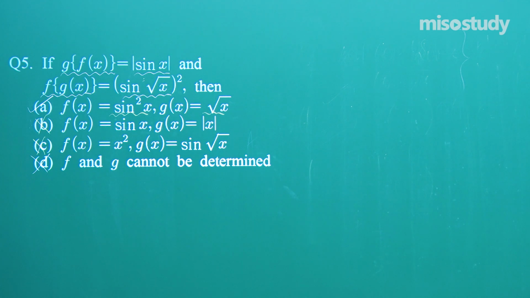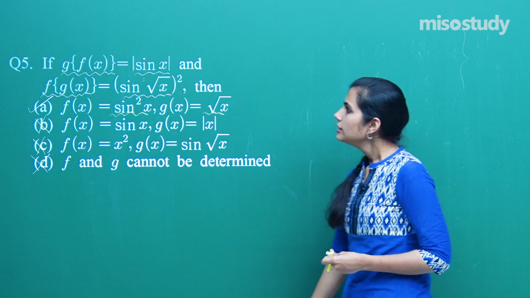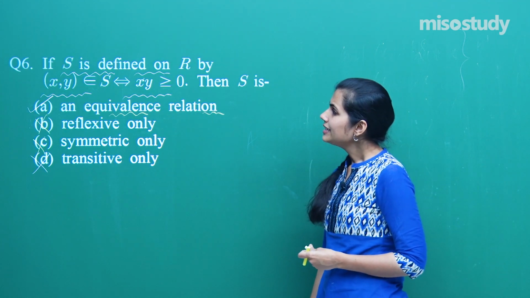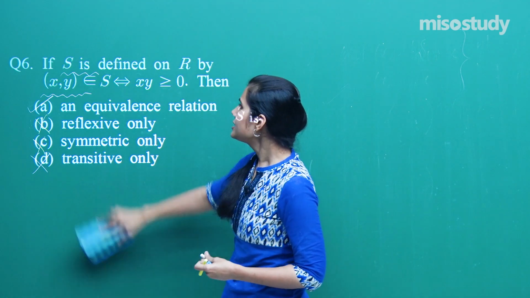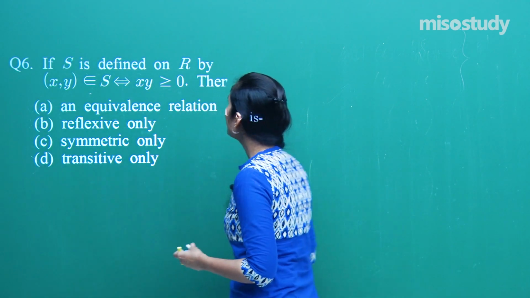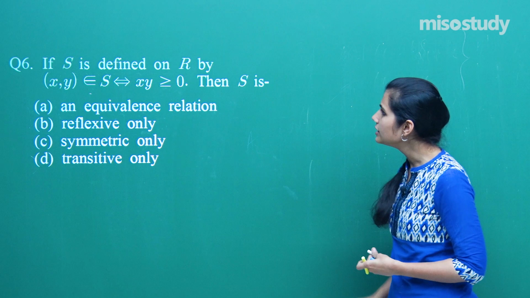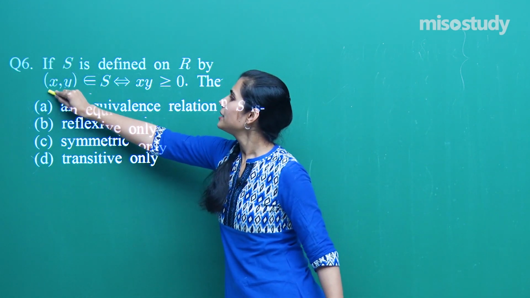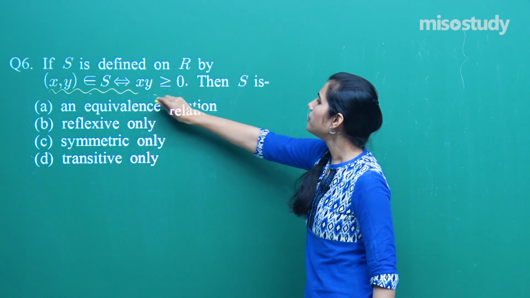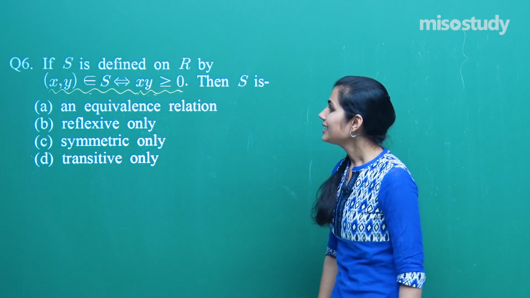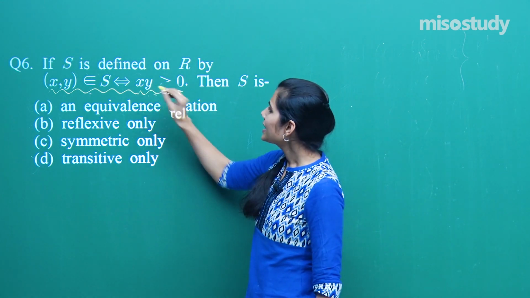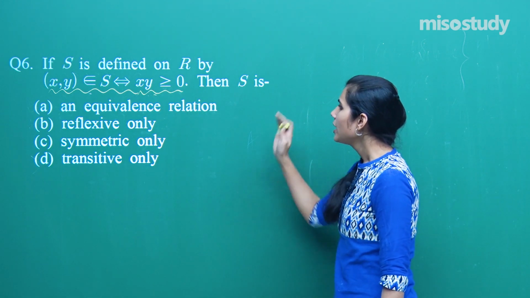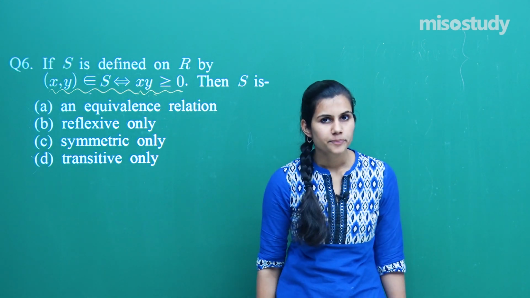Let's see what the next question is trying to demand from us. The next question speaks about a relation. It is saying if S is defined on the collection of all reals by this particular rule, that x comma y belongs to S provided x into y is non-negative, then S is what?